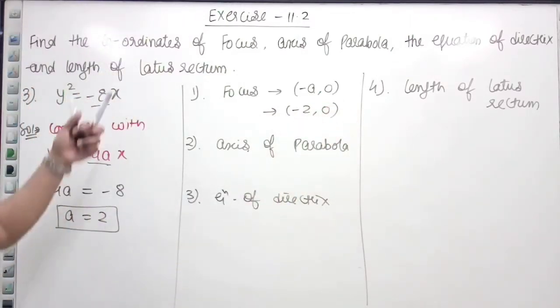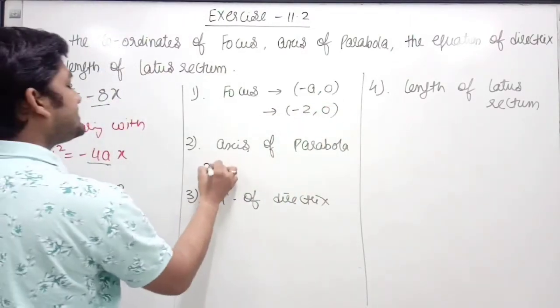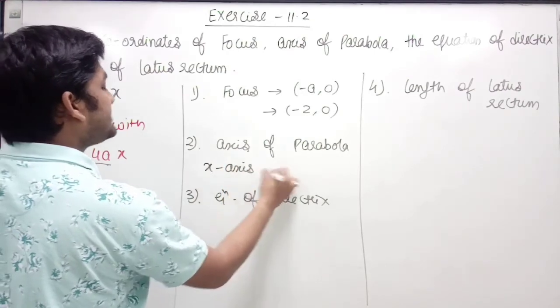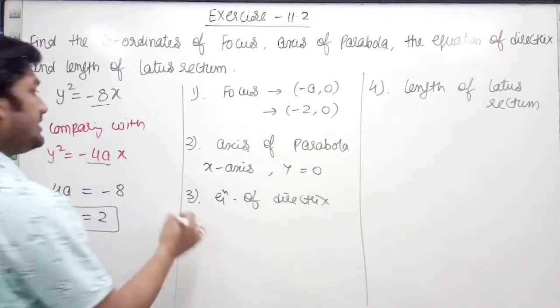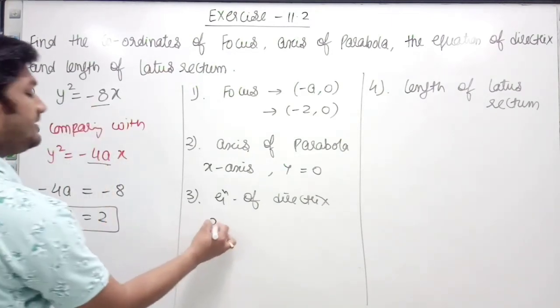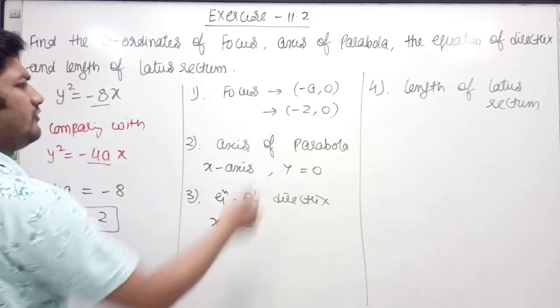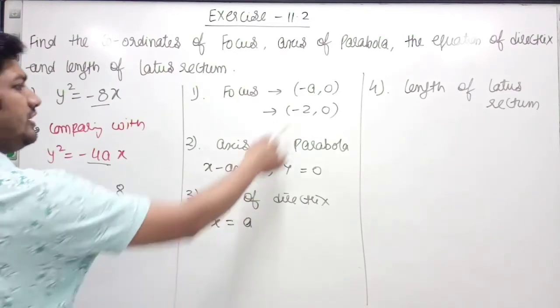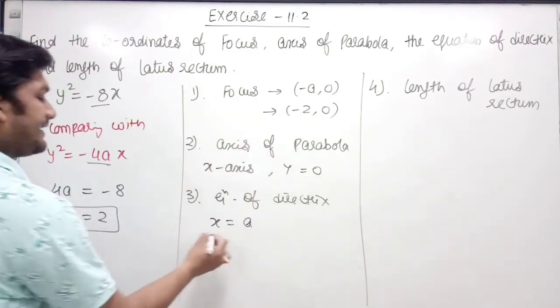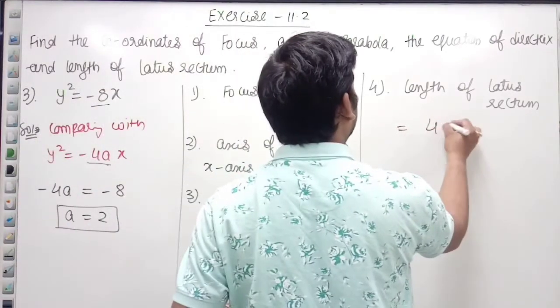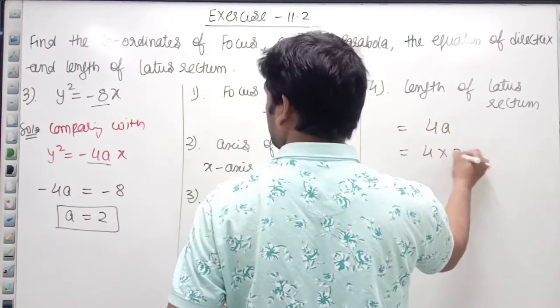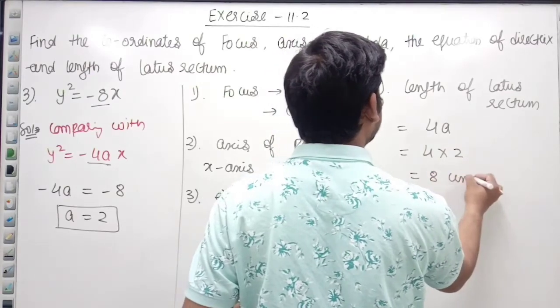Axis of parabola: power of x is 1, so axis is x-axis, that is y equal to 0. And equation of directrix: as it is of minus sign, the directrix will be positive. Focus is negative, directrix will be positive. Focus is positive, directrix will be negative. So x equal to 2. Length of latus rectum in all the 4 cases is 4a, 4 into 2, that is 8 units.